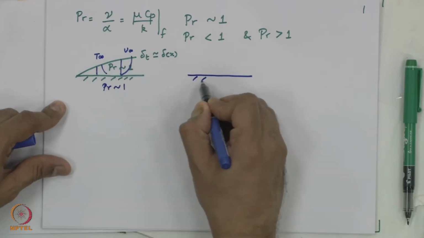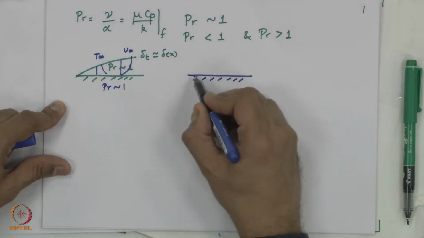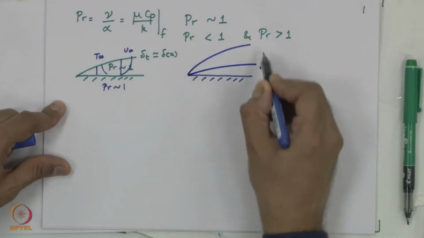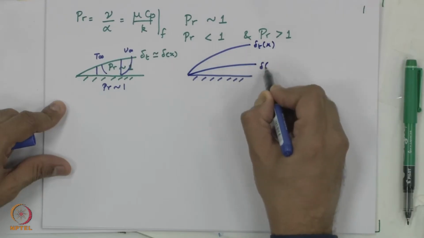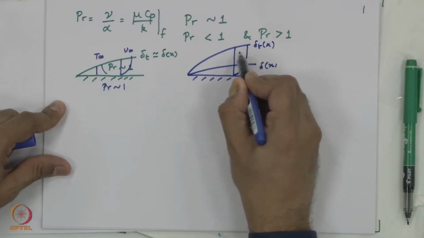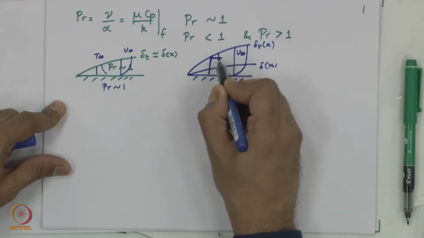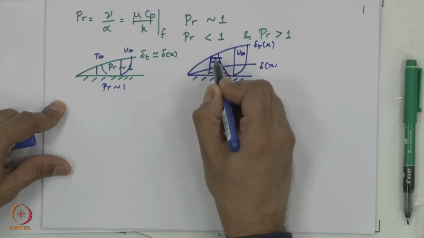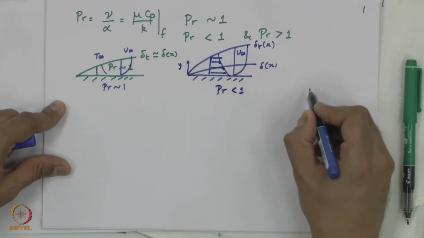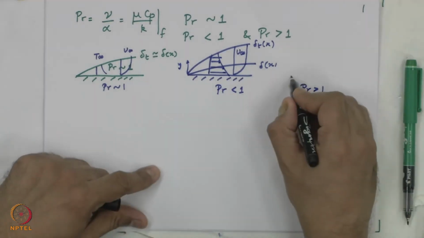Pr less than 1 would be nu much less than alpha, and this would be this case. And this would have your velocity boundary layer growing only up to here and then virtually constant U infinity, thermal boundary layer growing all the way to a greater y location. This is Pr less than 1, and Pr greater than 1 is the reverse case.